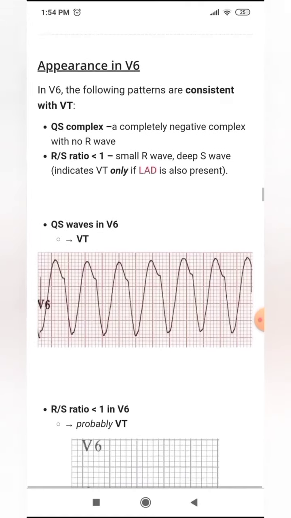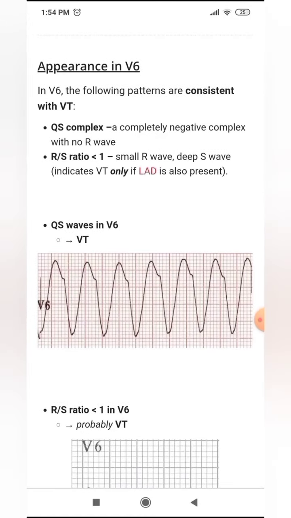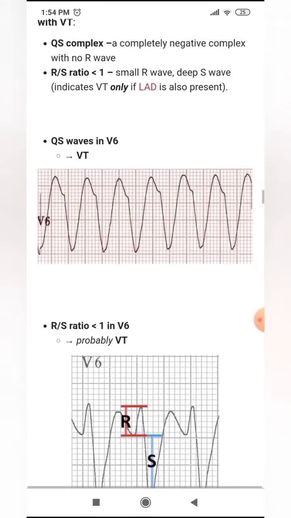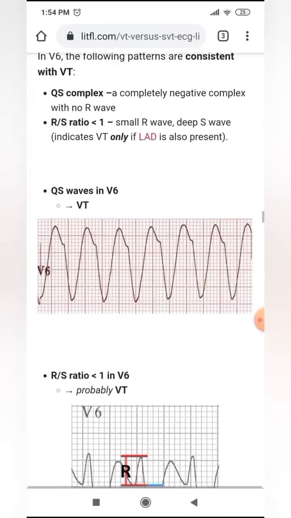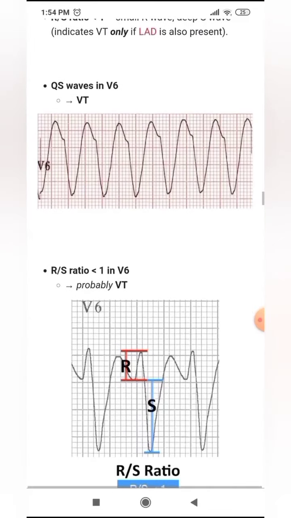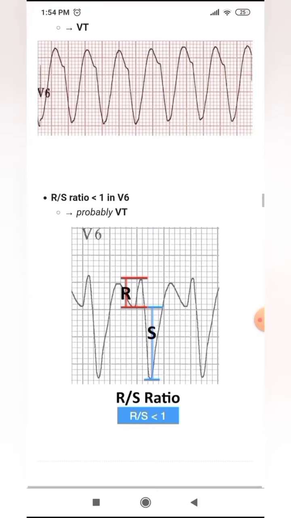Secondly, if there is a small R wave and a deep S wave, just like in this figure, and the RS ratio is less than 1. Just focus on this figure that there is a small R wave preceding the S wave, and it's less tall than the S wave, so the RS ratio is less than 1. So it also signifies a clue that it's most likely ventricular tachycardia.